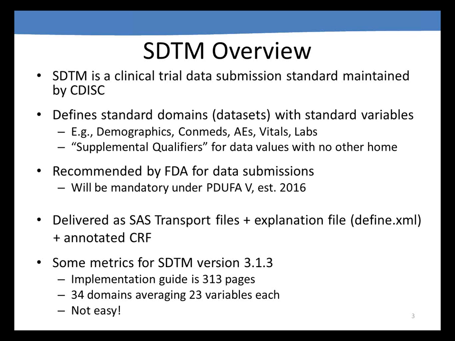Just some metrics. The latest version is 3.1.3. The implementation guide for that is over 300 pages. So it's a large body of work, needs a lot of explanation of how to populate all these variables. There are 34 domains averaging 23 variables each, so that's about 700 pieces of data to be populated. And if I could summarize, not easy.